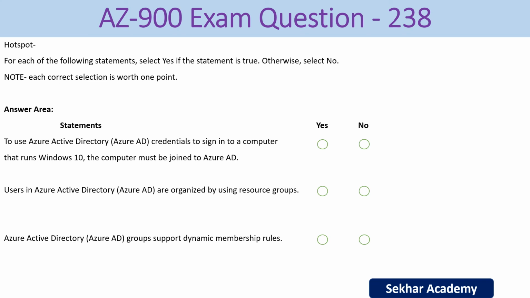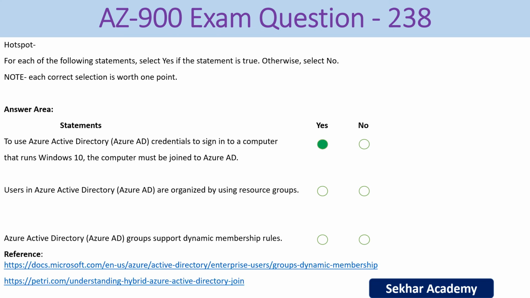Next, question number 238. Let's go to statement 1. To use Azure Active Directory (Azure AD) credentials to sign into a computer that runs Windows 10, the computer must be joined to Azure AD, right? Here the right answer is yes. To use the Azure Active Directory credentials to sign into the computer running that particular OS, it must be joined to Azure AD. Then only will you be able to log into the system.